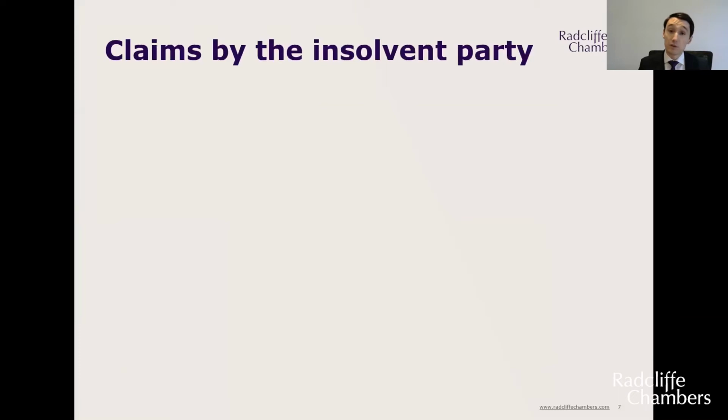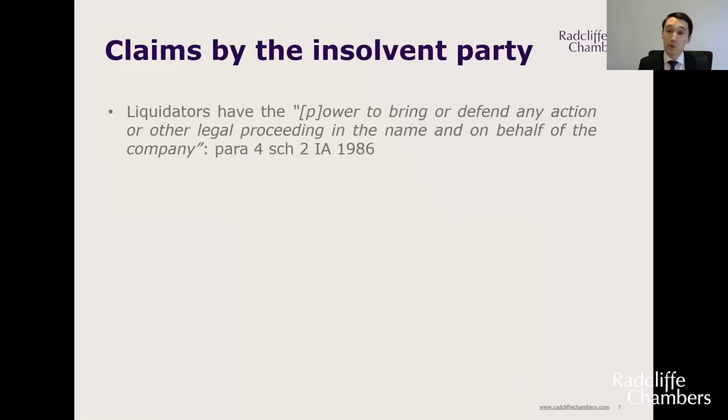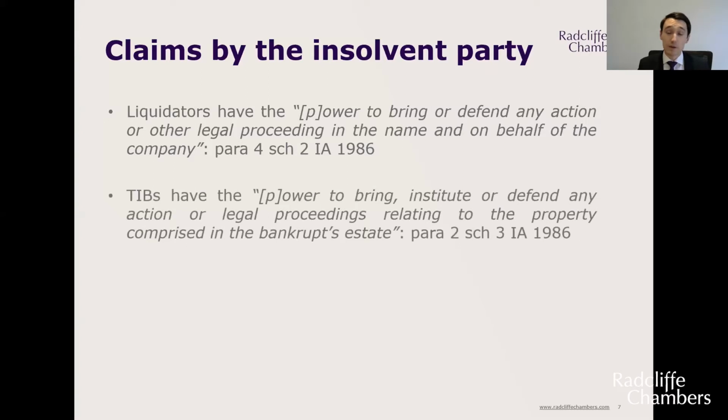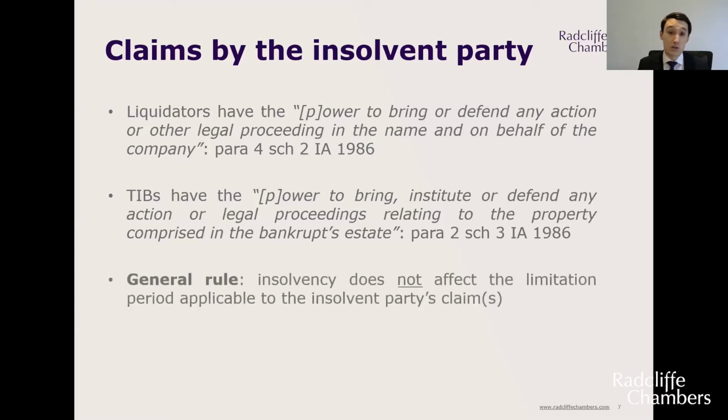And with that background in mind, let's turn to the substance. Claims by the insolvent party. Now, as you all know, liquidators have the power to bring or defend any action or other legal proceedings in the name of and on behalf of the company. And trustees in bankruptcy have a similar power as well. Fortunately, for limitation purposes, the general rule is very straightforward. The onset of limitation does not affect the underlying period. For example, for a breach of contract claim, the limitation period is likely still to be 6 years from the date of breach of contract.